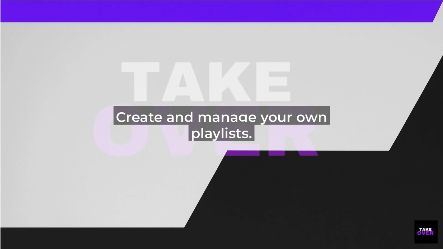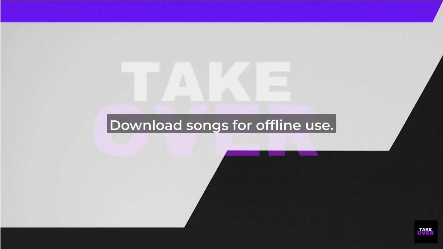Next, let's talk about creating your own playlists. Tap on the Library tab, hit Create Playlist, and start adding songs. You can even download tracks for offline listening, perfect for those long commutes or flights. Don't forget to explore exclusive Prime features like ad-free streaming and high-quality audio options.